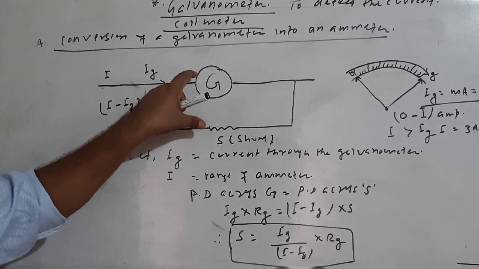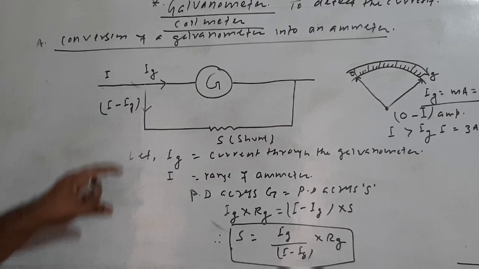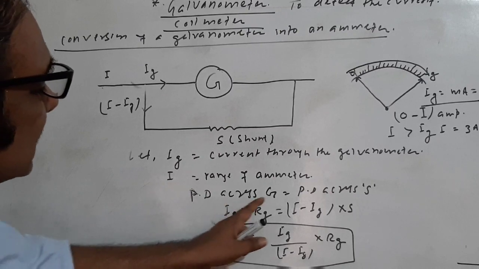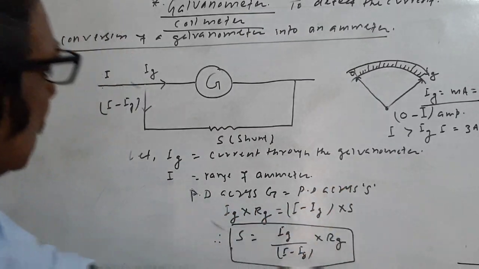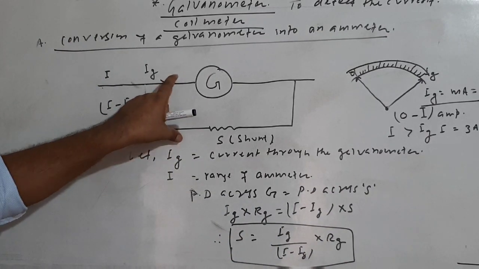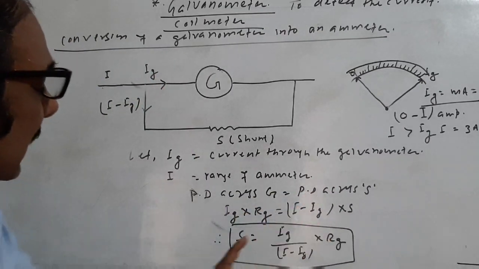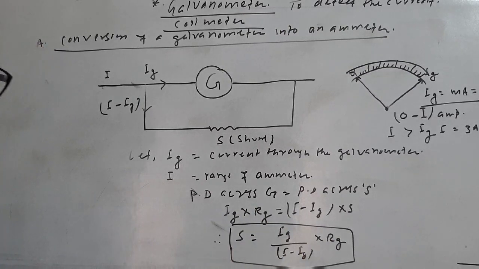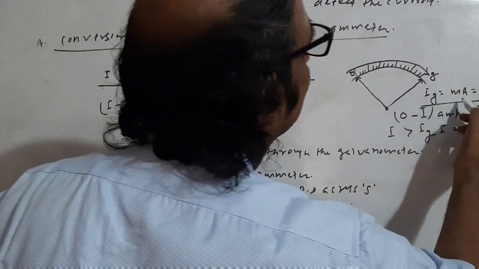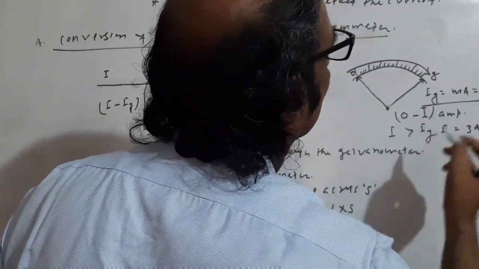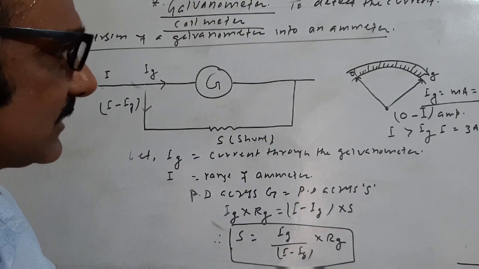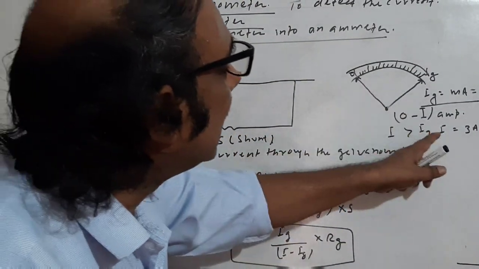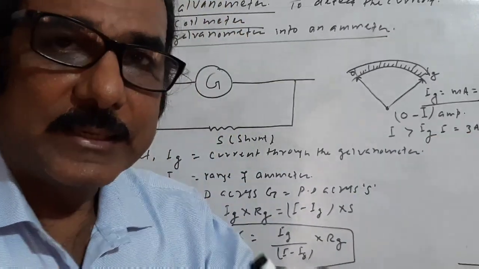and to avoid damage to the galvanometer. Then the potential difference across G equals the potential difference across S, or shunt, because the voltage always remains the same in parallel. In this way this is the expression for the required resistance of the shunt. Now come to the point here. This is the current through the galvanometer, also known as the full scale deflection current, and I is the range of the ammeter.